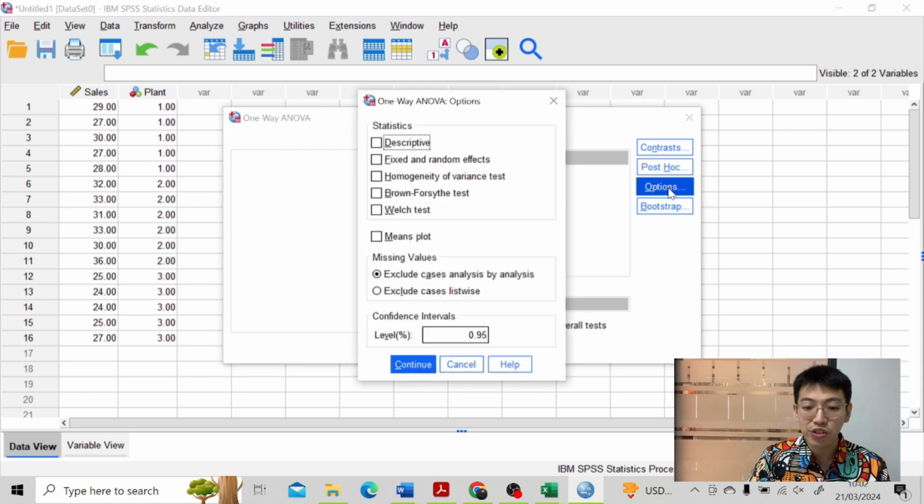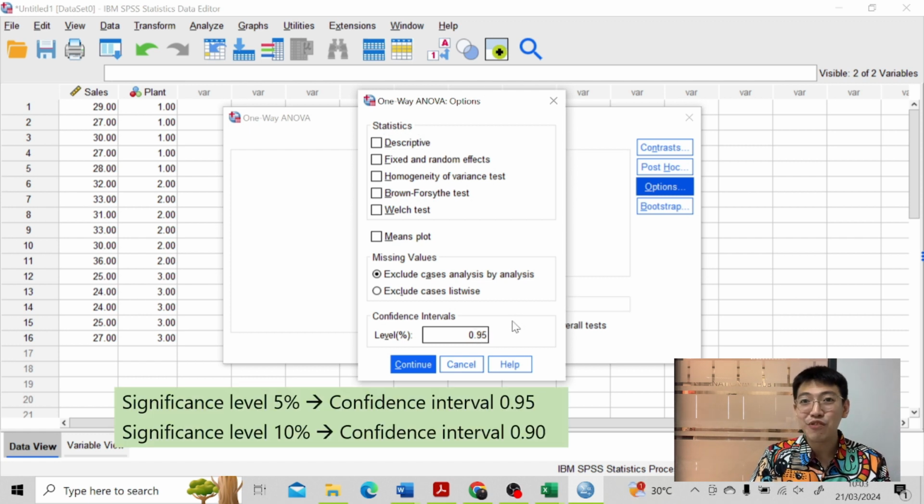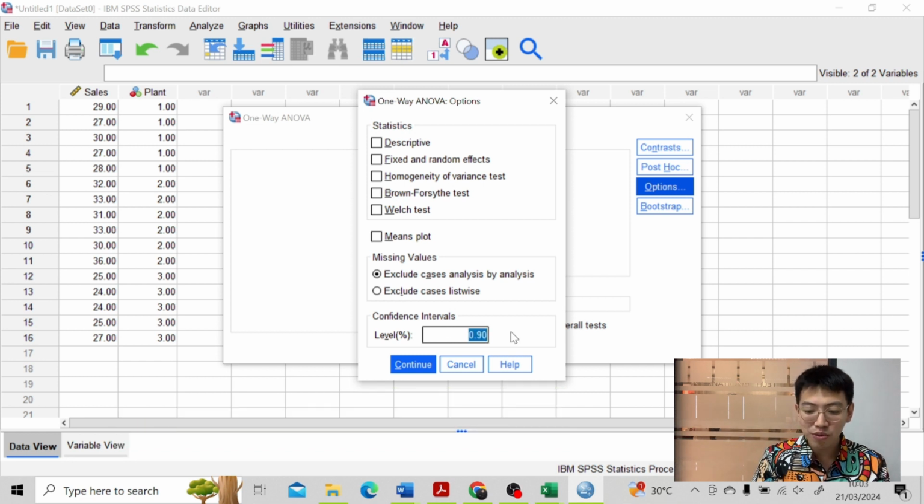In the option section, you can put in the confidence interval. However, if you only see from the p-value, it will not affect anything. But if in the Z test and also T test you want to see from the Z value and also T statistic, you need to change the confidence interval. Since our significance level is 5%, here put 0.95. If it is 10%, put 0.90. Is it clear, right? So we put 0.95, then continue.